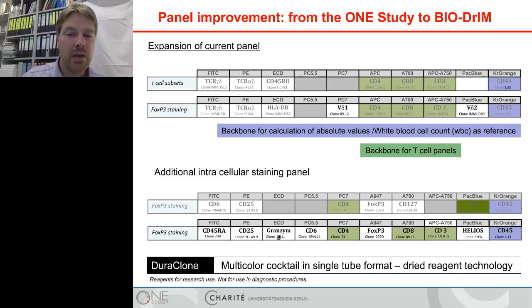All these panels are now formulated as multicolor cocktail panels in single tube format with a new dried reagent technology, so-called DuraClone. That enables us, first of all, to reduce the preparation steps, because it is not necessary to pipette antibodies anymore. And we have a higher stability of the samples, because the dried DuraClones are more stable than the premixed liquid panels. And it is now much easier to ship these panels to other laboratories.